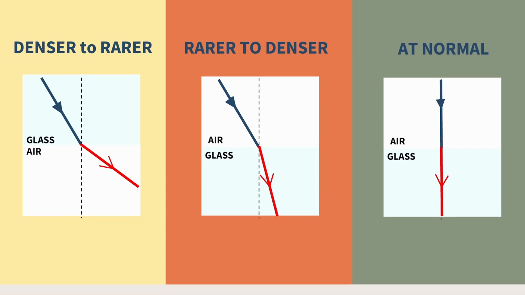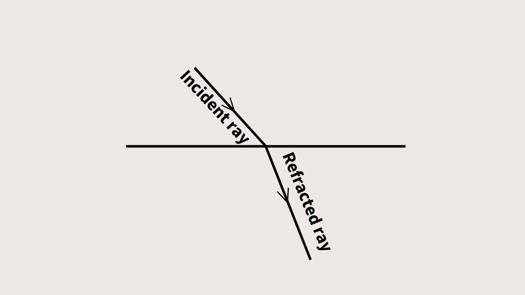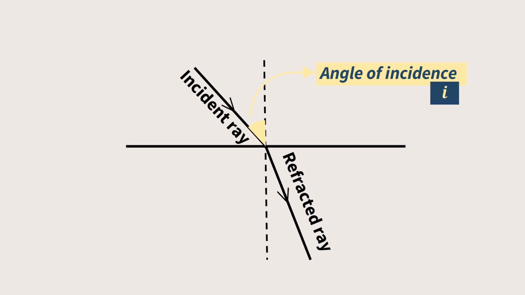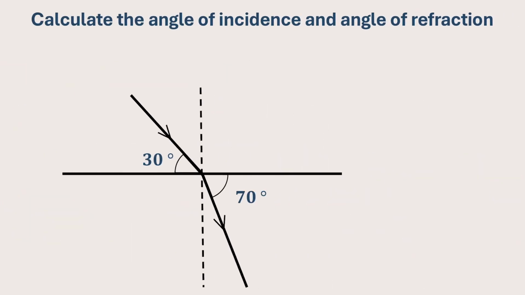Now let's discuss the next topic, angle of incidence and angle of refraction. The ray hitting the surface is called the incident ray. The ray after refraction is called the refracted ray. To identify the angle of incidence, first we have to draw the normal. The angle between the incident ray and the normal is called the angle of incidence. We use I to represent it. The angle between the refracted ray and the normal is called the angle of refraction, and we represent it with a letter R. So let's calculate the angle of incidence and angle of refraction in the following question.